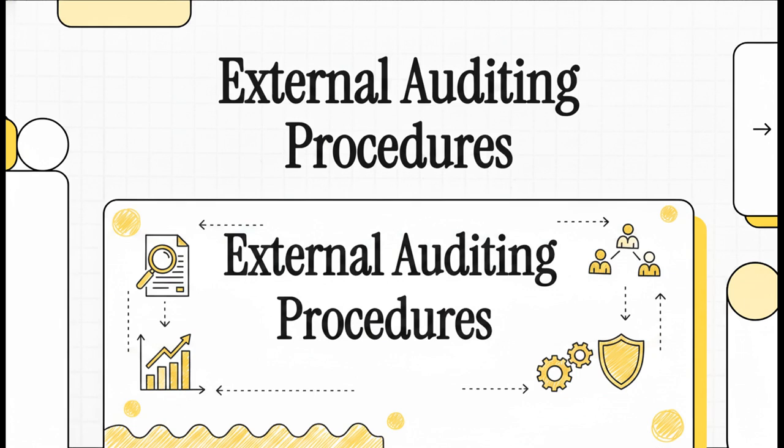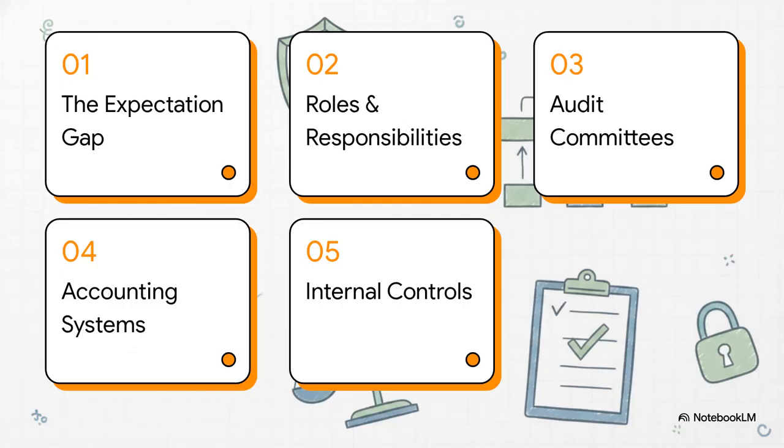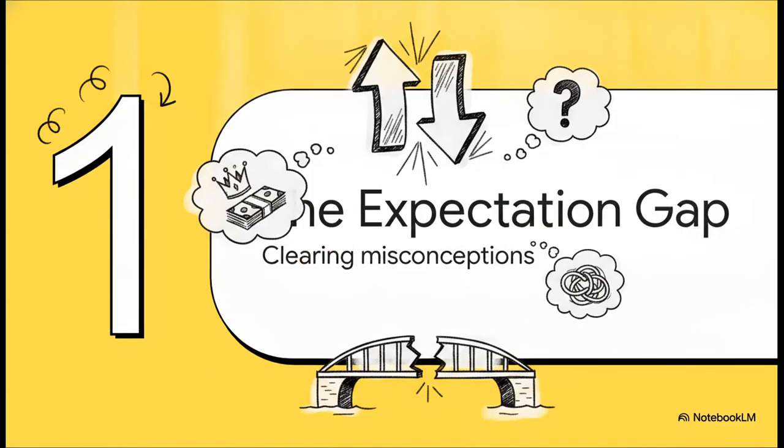Getting a grip on this ecosystem is absolutely essential if you want to understand how companies maintain trust, ensure transparency, and actually comply with international standards. We're going to navigate this ecosystem in 5 quick chapters. The expectation gap, key roles and responsibilities, the role of audit committees, inside accounting systems, and finally, mastering internal controls. All right, let's jump right into Chapter 1, the expectation gap, and clearing up some major misconceptions.